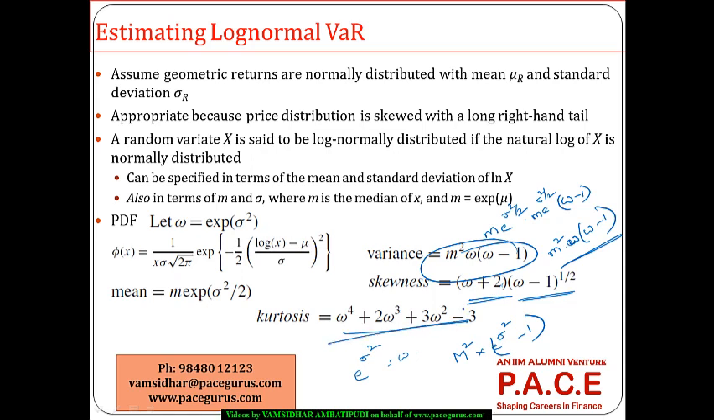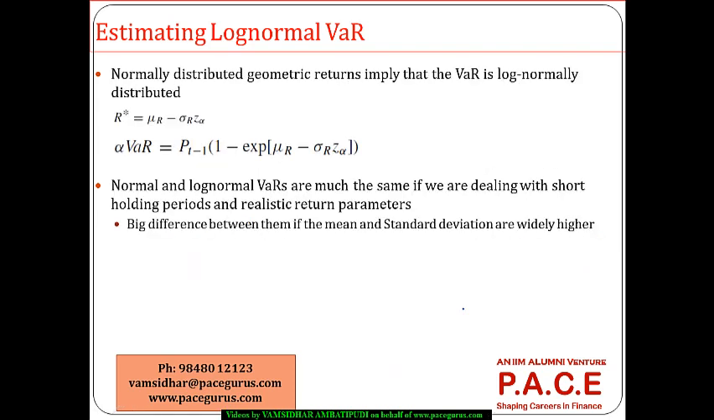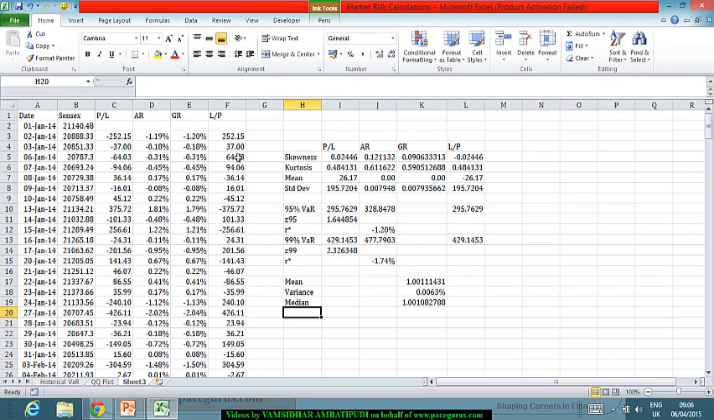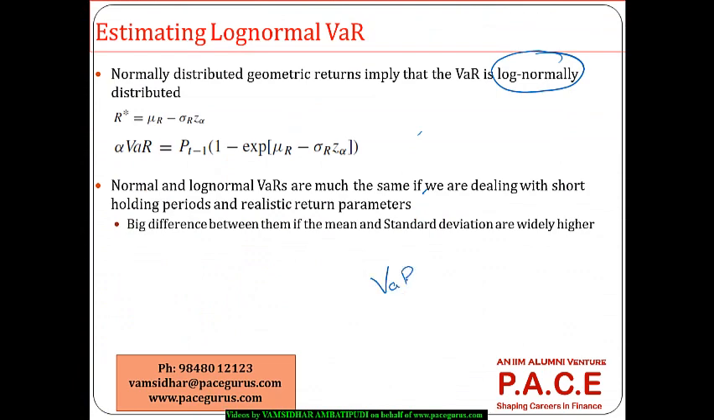Similarly, kurtosis. Just to understand how the log normal distribution looks like. But of course, we don't need to get into that aspect. Now let's say my log normal or geometric returns are normally distributed. Which means my VaR is log normally distributed. If the geometric returns are normally distributed, I see that the value at risk is log normally distributed.